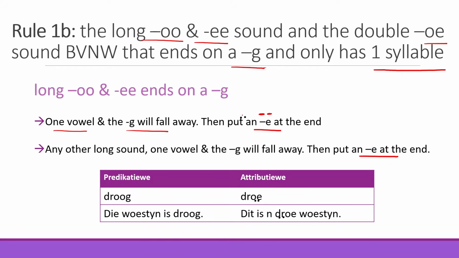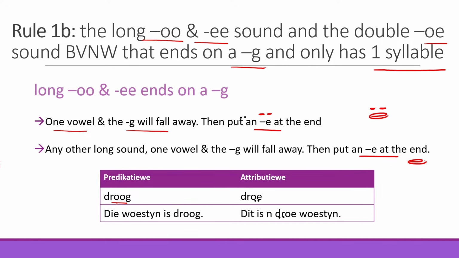Alright, so there was a mistake. That double punt is supposed to be on top of there. So I'm just going to show you. That's how that looks. And this is just the regular E. So for example, droog. You see there's a long O. There's a long oo sound.